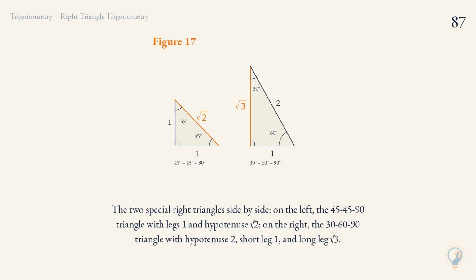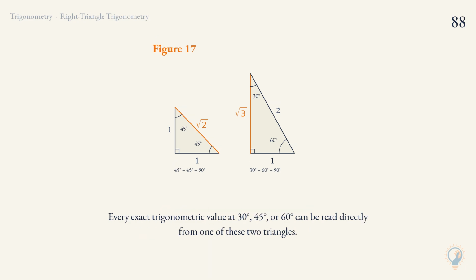Figure 17. The two special right triangles side by side. On the left, the 45-45-90 triangle with legs 1 and hypotenuse square root of 2. On the right, the 30-60-90 triangle with hypotenuse 2, short leg 1, and long leg square root of 3. Every exact trigonometric value at 30, 45, or 60 degrees can be read directly from one of these two triangles.